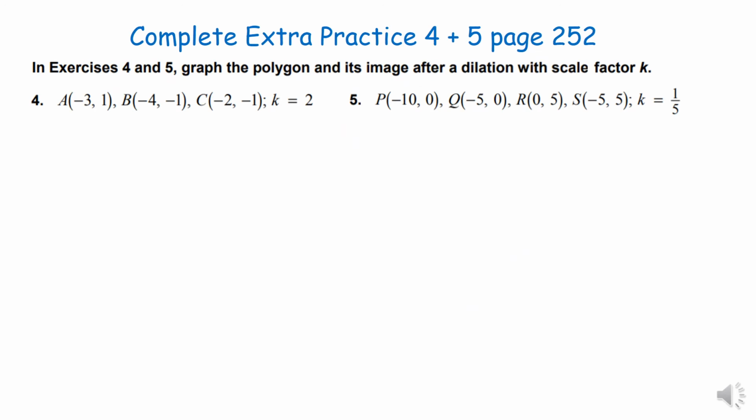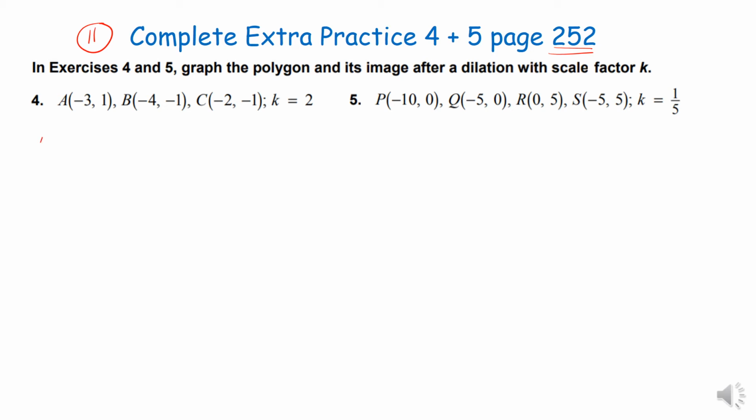Okay, on this sheet in your journal on page 252, you're going to be giving the new points and then graphing the image next to the pre-image on the page. So I would push pause here. Don't forget you want to find your new points first, but go ahead and push pause and then we'll come back.